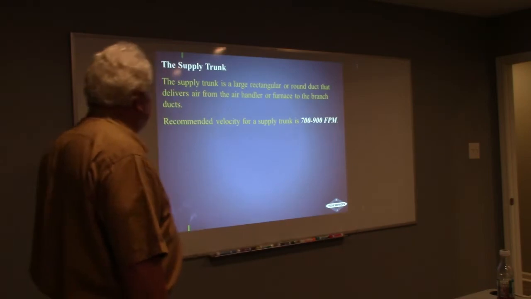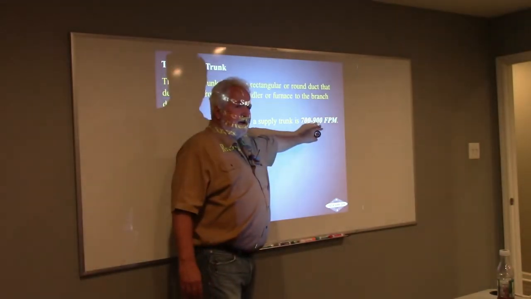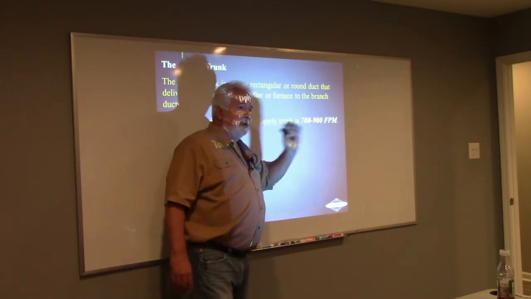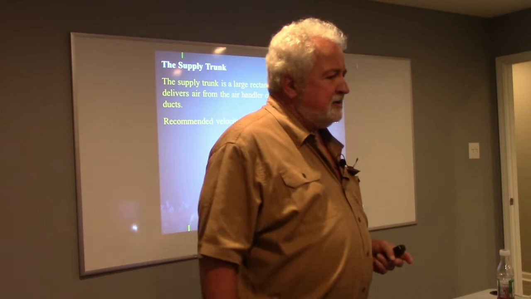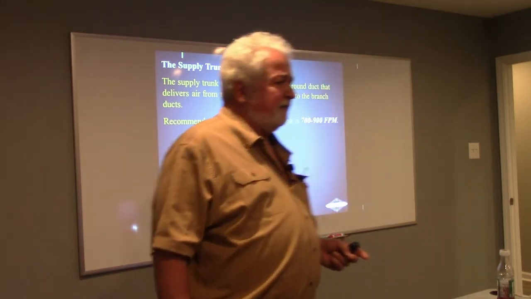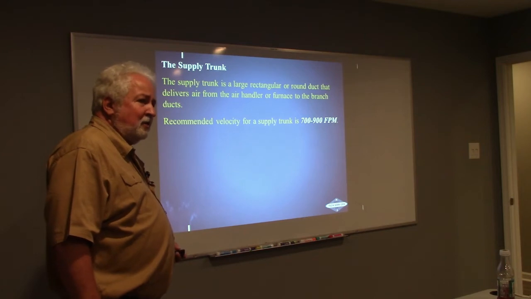Good. All right. Supply trunk, I told you, is going to be somewhere around 700 to 900 feet per minute. That's the speed of that air going through there. Look at the back of the duct calculator. Does it tell you on the supply trunk how fast the air is supposed to be moving? 700. Good. There you go. Right there, right? We're good.